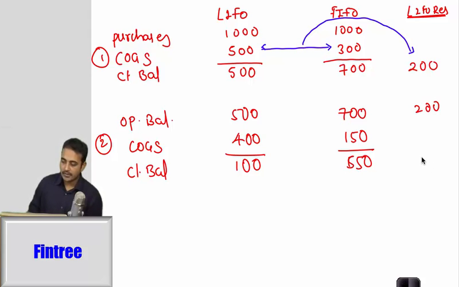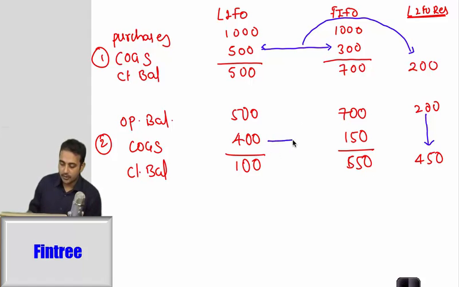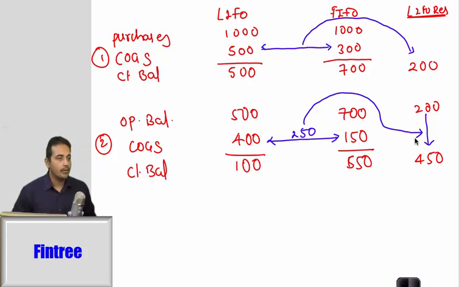Now what is the closing value of LIFO reserve? 450. Now the most important point of this discussion, your LIFO reserve has increased from 200 to 450, and if you would see what is the difference in your LIFO COGS this time around, 250. So that 250 got added to this opening LIFO reserve of 200 and we got closing LIFO reserve of 450.